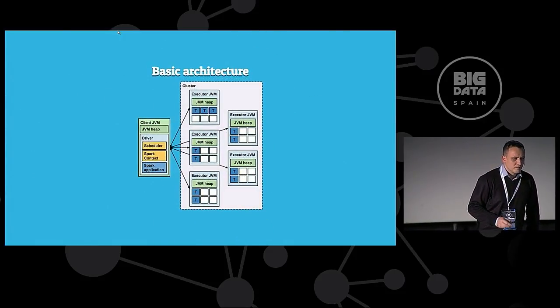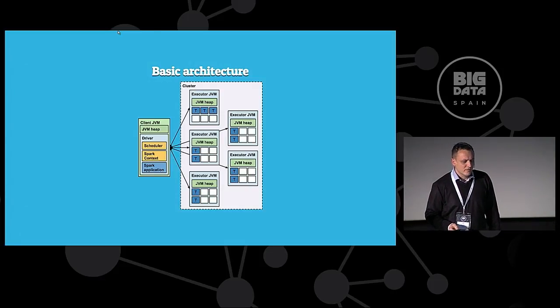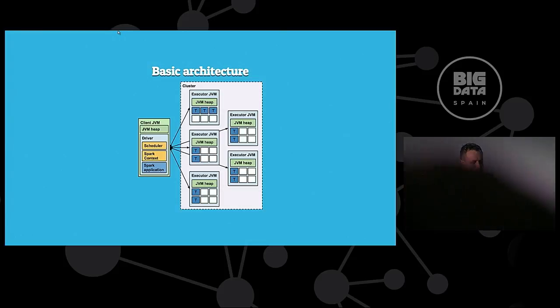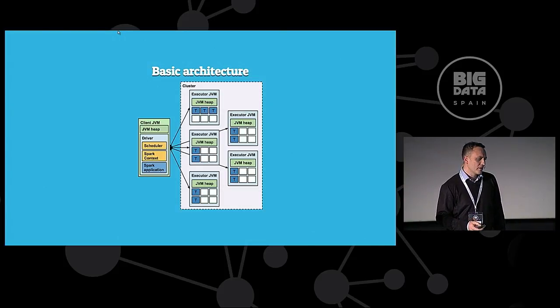So this is the basic architecture. On the left side there's a client JVM, which is running a Spark driver, which is basically a SparkContext object, an entry point to the Spark API. You use it to connect to a cluster, which can be a Spark standalone cluster built especially for Spark, or Mesos or YARN clusters.